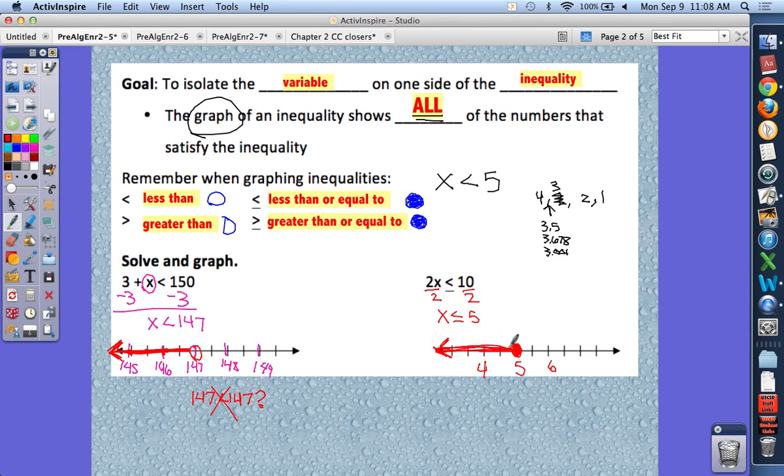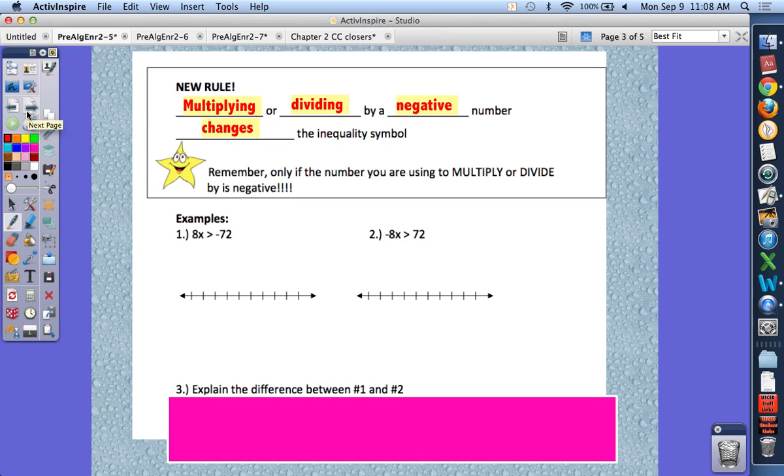All right, so these two inequalities, you probably have solved some like this in the past. You might remember them. What we need to practice now is solving with negatives. So here's some new rules. Multiplying or dividing by a negative number changes the sign of the inequality. The inequality symbol. You have to flip the sign. Remember, this is only if you are using multiplication or division by a negative.